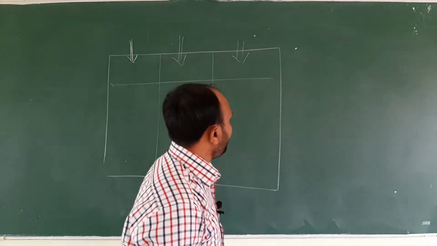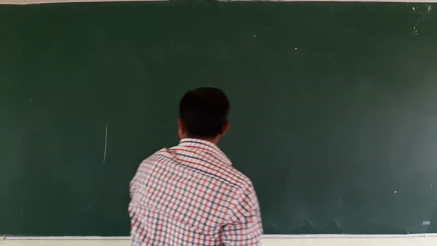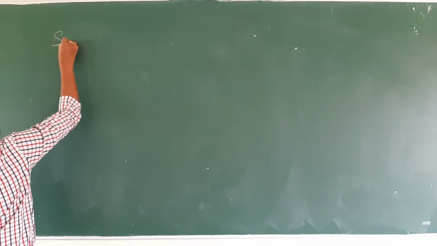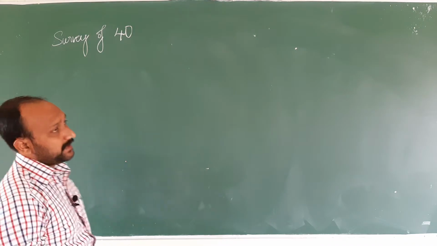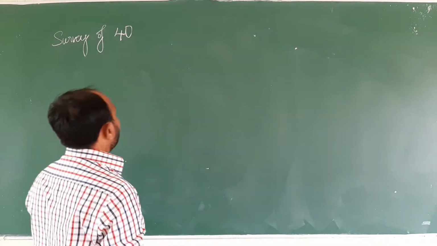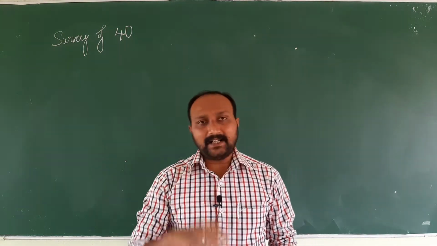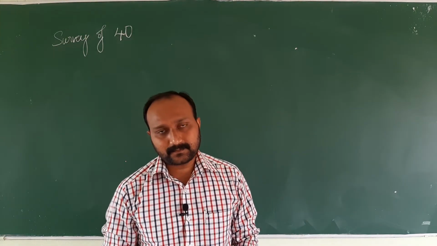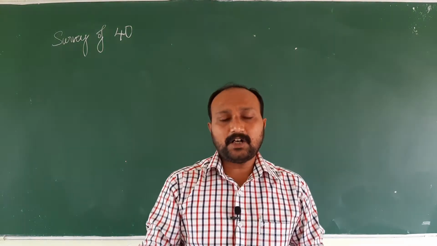So, let us take up a problem here of creating a discrete frequency distribution. Survey of 40 families. We are conducting a survey of 40 families in a certain locality, in a particular area, in a particular community. We are noticing the number of children per family. So, we are recording the value of number of children per family. Per family, how many children are there?